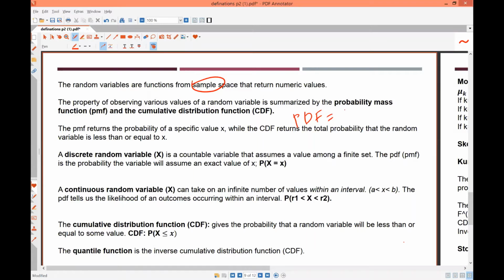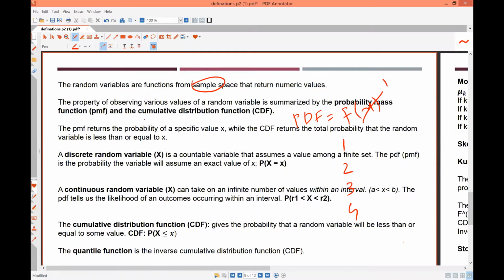So PDF gives you the value of a particular function at a particular point. So f is equal to 1. This is your probability distribution function. For 1 it will have a value, for 2 it will have a value, for 3 it will have a value, for 4 it will have a value.